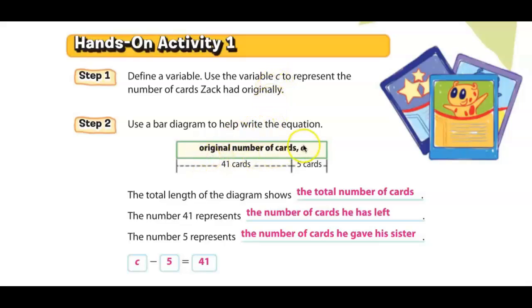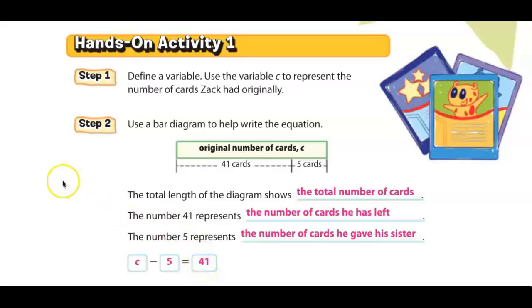They also drew a picture. So you have the original number of cards is made up of 2 things: 41 cards, which is what he has left, and the 5 cards that he gave away. So the total length of the diagram is the total number of cards. 41 is what he has left, and 5 is what he gave to his sister. So the equation would be C minus 5, the 5 cards he gave away, is equal to 41.